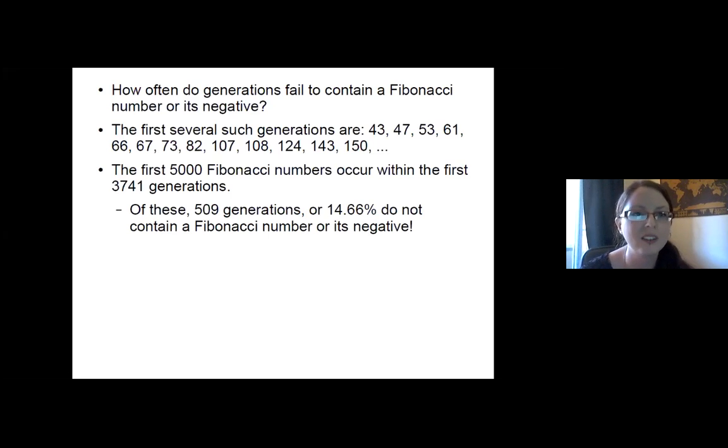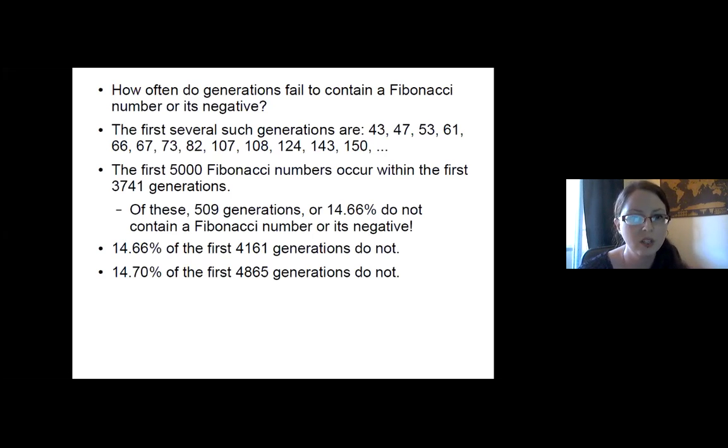So if we kept calculating up to the first 5,000 Fibonacci numbers, they occur within the first 3,741 generations. Of those, 509, or roughly 14.66%, did not contain a Fibonacci number or its negative. And if we compute a little further, again, we're seeing between like 14.5 and 15% seemed like they didn't contain a Fibonacci number. So we didn't really go too deep into this yet. These were just some early calculations.